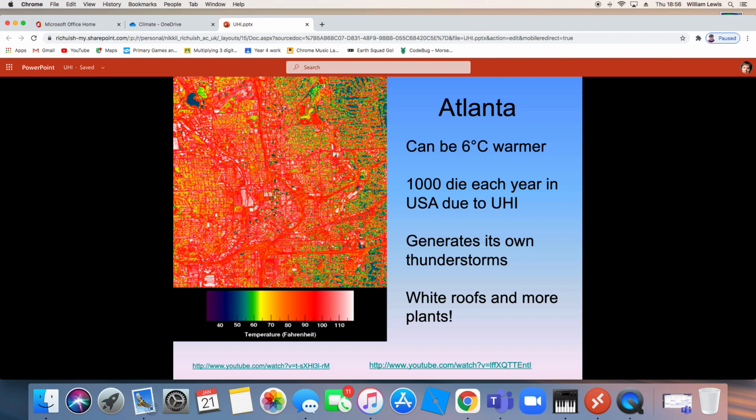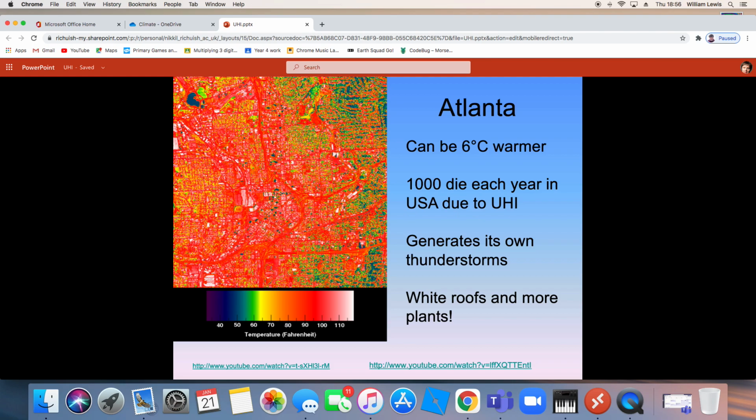And the poster child of this is a city called Atlanta, which is in Georgia, America. And on pages 62 and 63, you've got a whole load of information about Atlanta. You do not need to learn everything about it. In fact, what I've tried to do on that slide is just summarise what the key points are, basically.